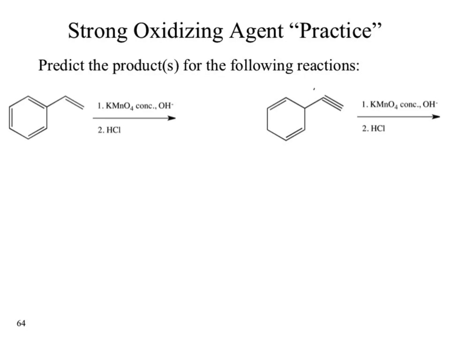KMnO4, right? It's concentrated, which means we're doing our oxidative cleavage. Yes. So which double bond are we stretching? I see 4 of them. One outside of the benzene ring. Why outside the ring and not the ones inside?